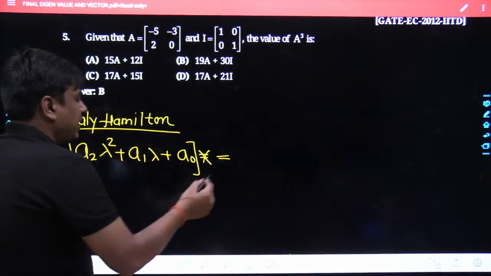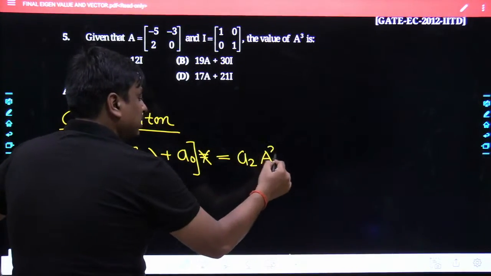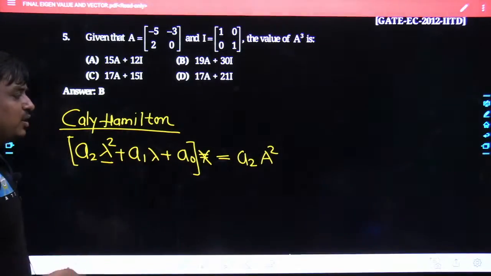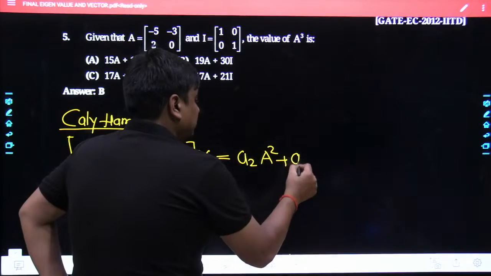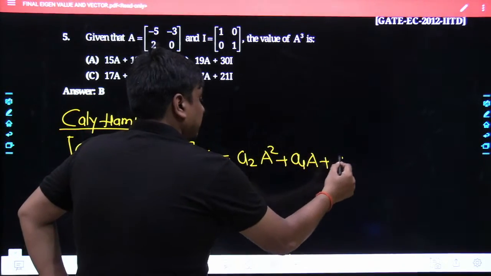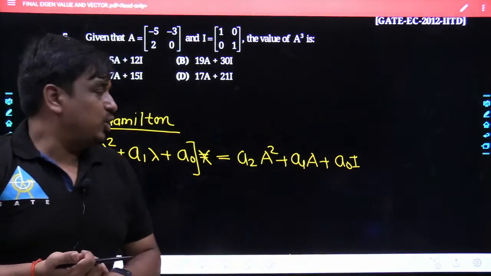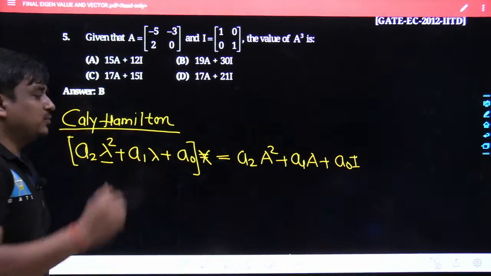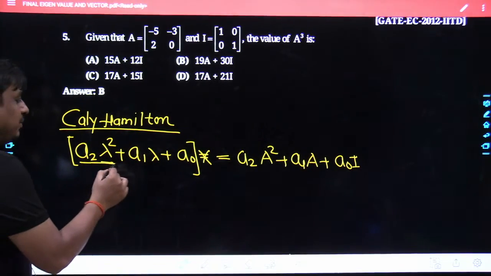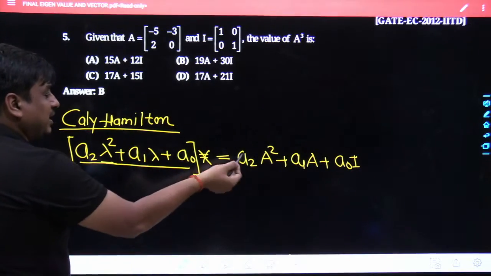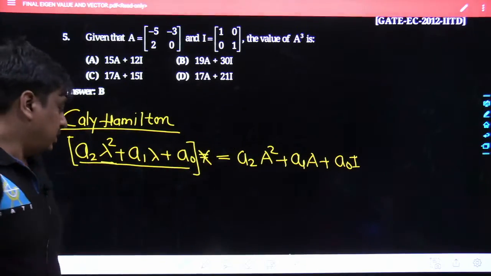So may I know what we can write on the right-hand side? It's a2, and here it becomes A square. Keep in mind, it's a square of a number here, whereas it's a square of a matrix there. Plus it would become a1 of A plus a naught of I. And if we compare both of them, what result did we get? Simply a2 lambda square plus a1 lambda plus a naught became a2 A square plus a1 A plus a naught I.